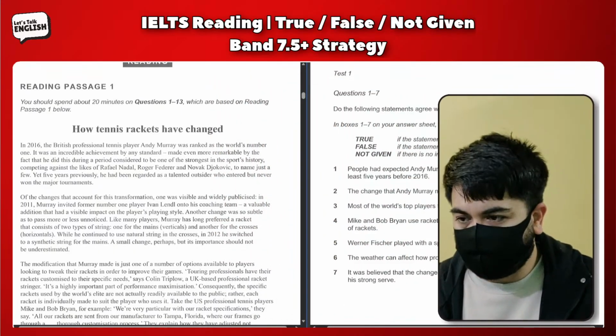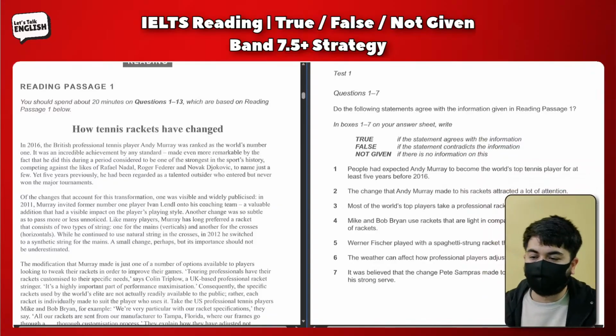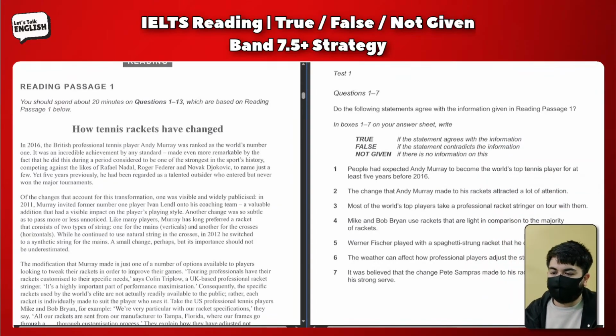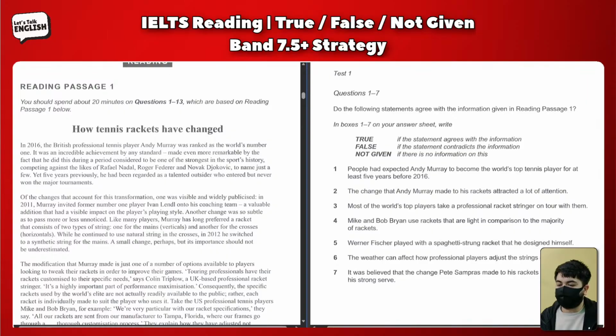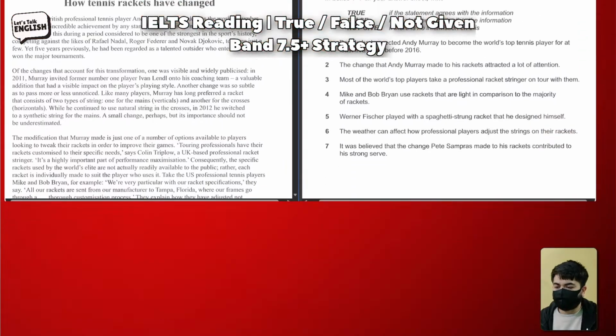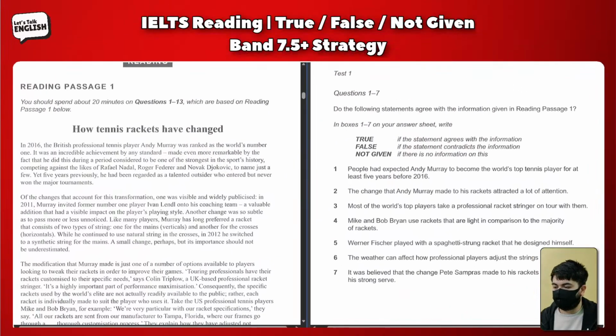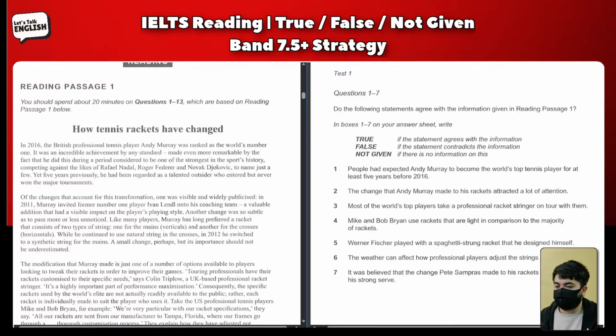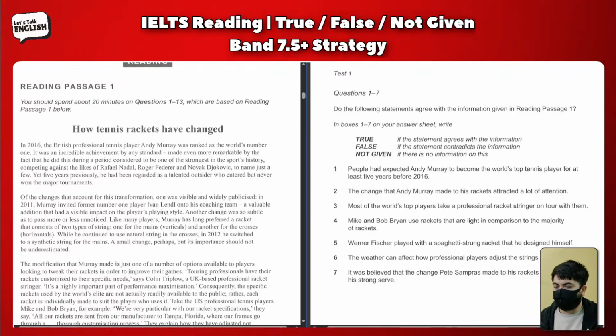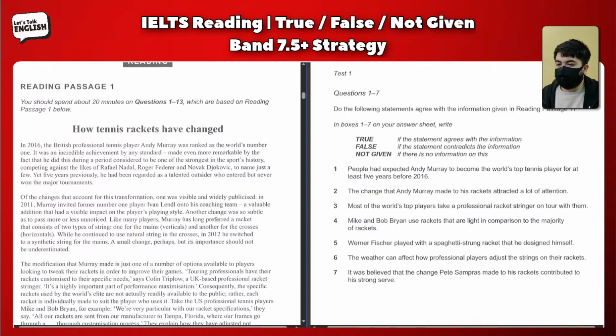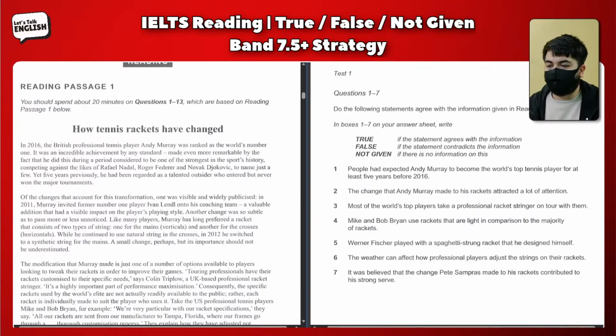So, as you can see, I have currently opened IELTS Book 19 Academic, Test 1, and Reading Passage 1, and we are looking at true false not given question type.